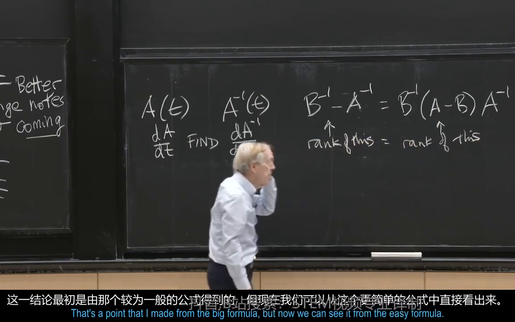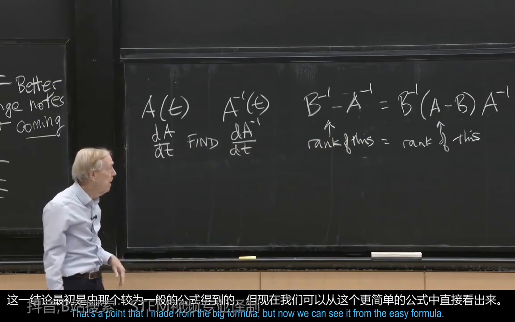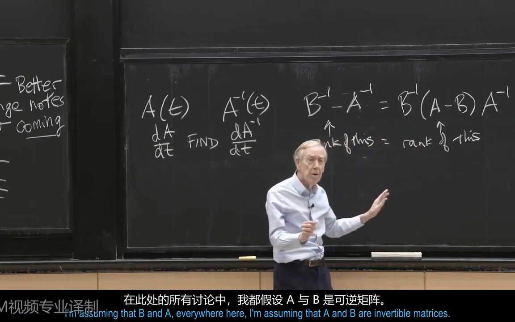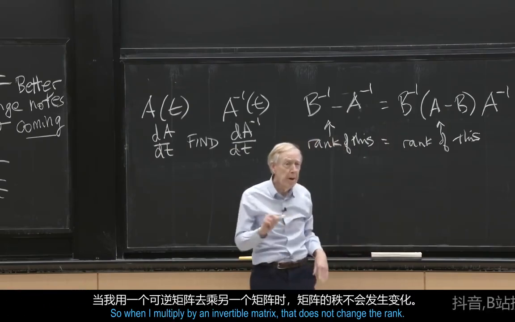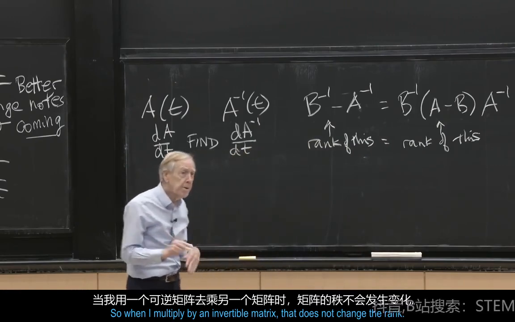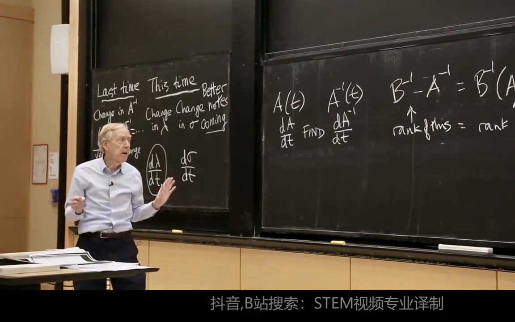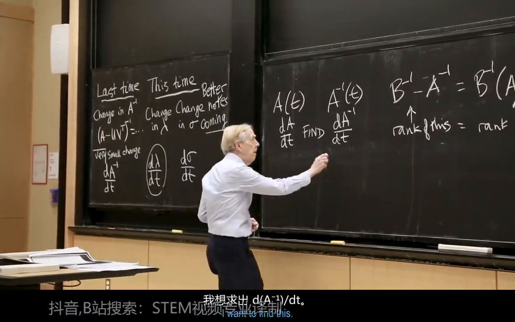That's a point that I made from the big formula, but now we can see it from an easy formula. I'm assuming that A and B are invertible matrices. So when I multiply by an invertible matrix, that does not change the rank. So those have the same ranks. But I want to get further than that. I want to find this.